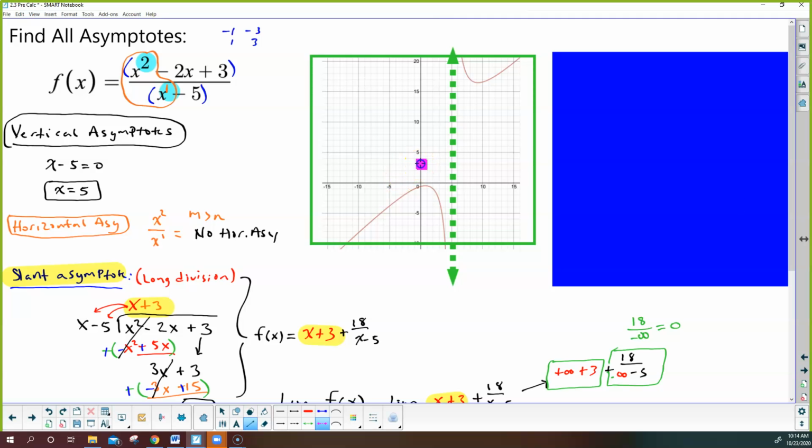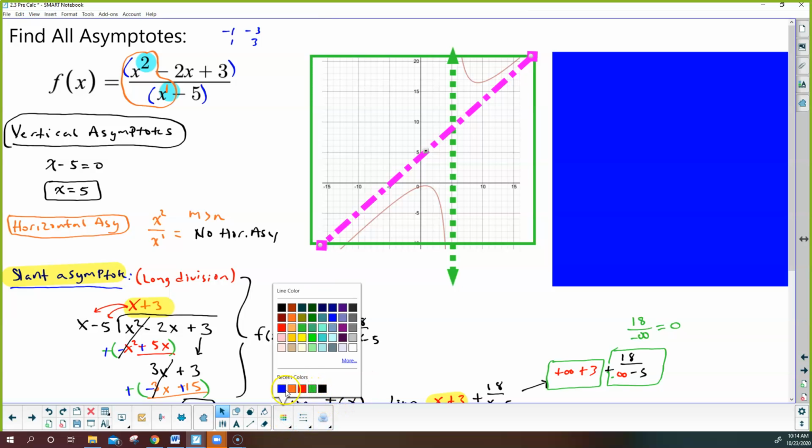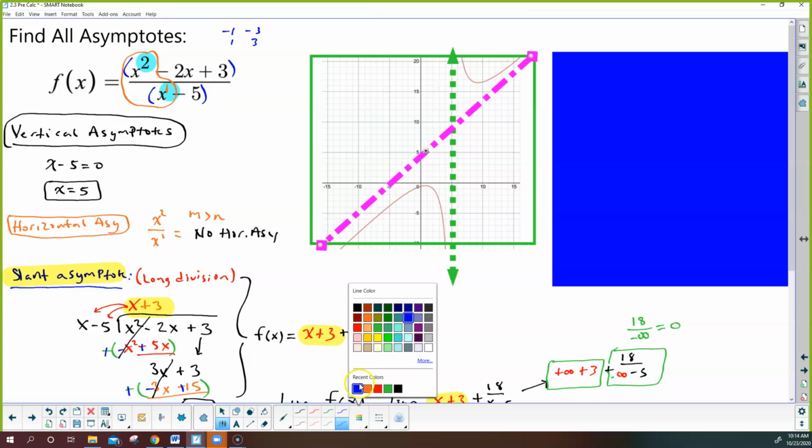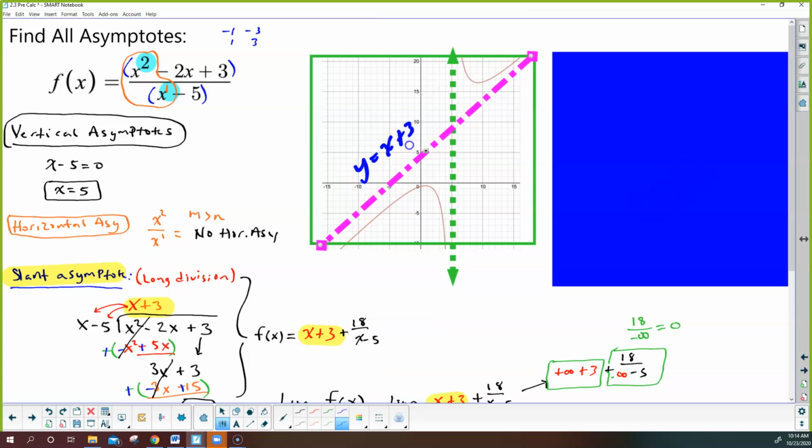And I'm going to do this carefully. There's an asymptote, meaning the graph follows this purple line pretty closely. Well, what is that purple line? That purple line is the equation y equals x plus 3. Notice I did my best. Actually, I'm going to scoot it down, but there's the y-intercept of plus 3. And then I just go up 1 over 1, up 1 over 1.